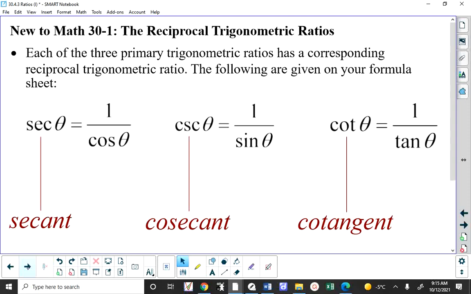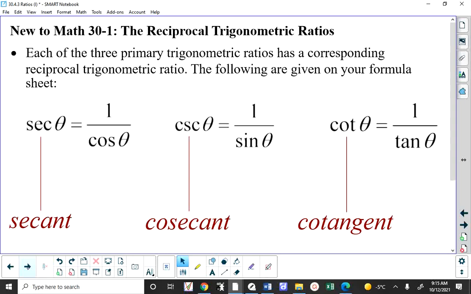So what are the corresponding abbreviations here? There isn't one here. I've never heard anybody say sec theta. It's secant theta. You don't abbreviate it verbally. Same with cosecant theta. We don't abbreviate what comes out of our mouth. This we do abbreviate sometimes. It's called cotan theta.